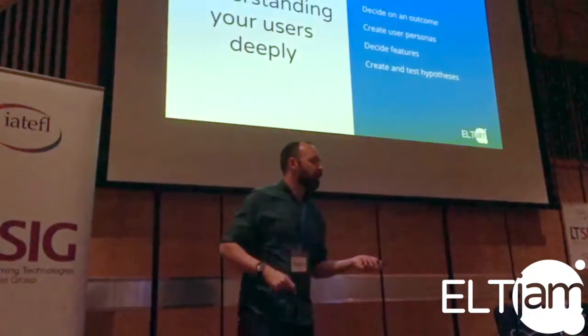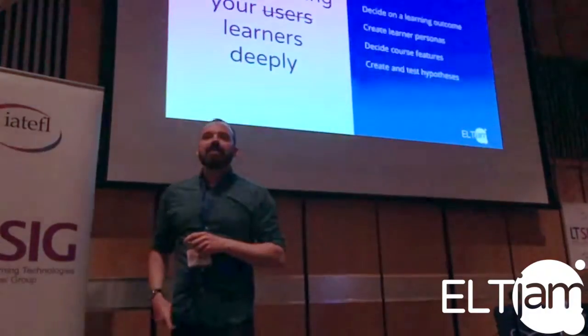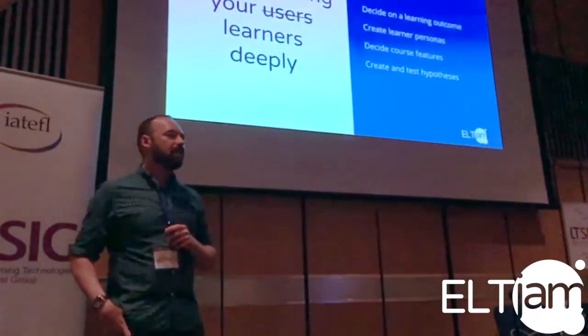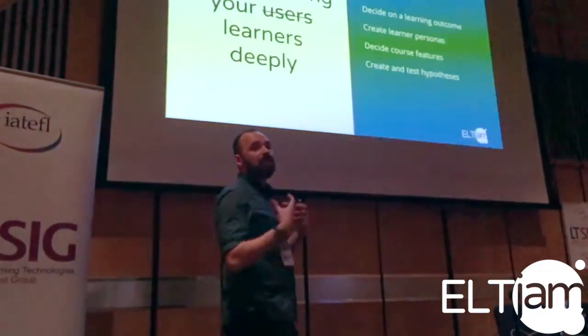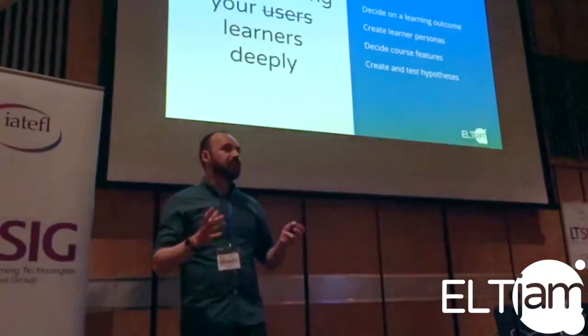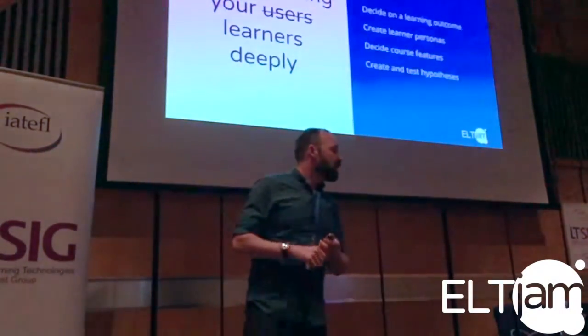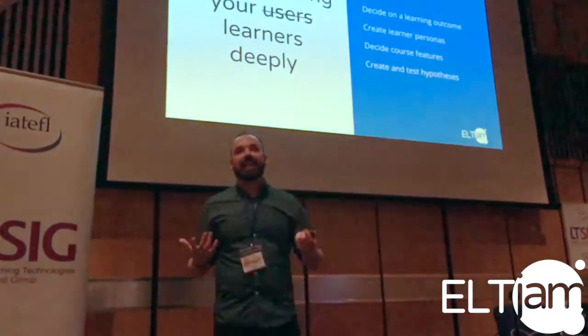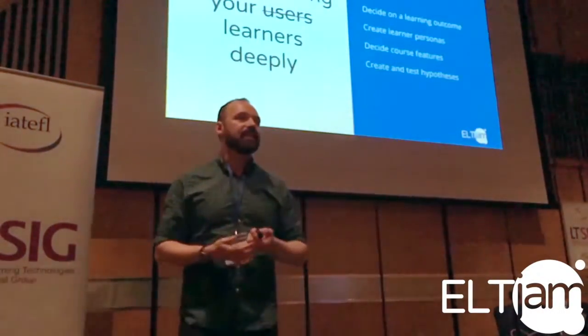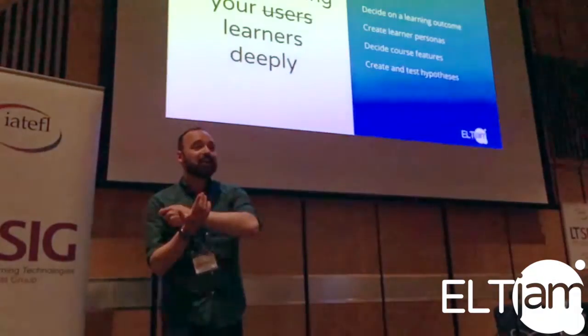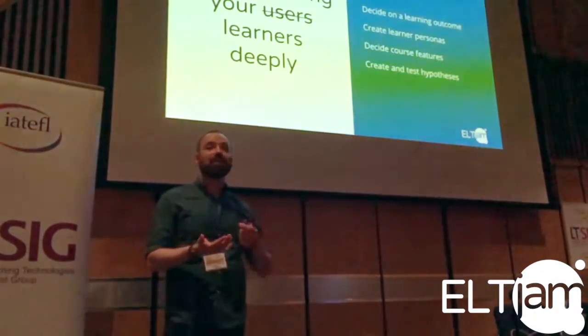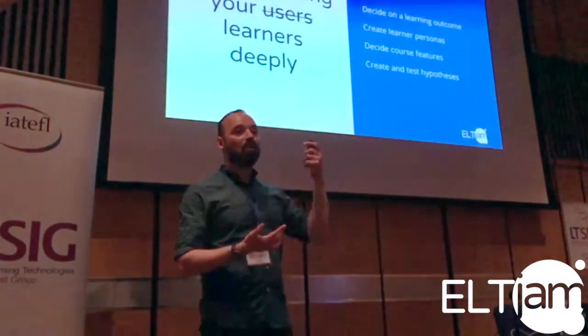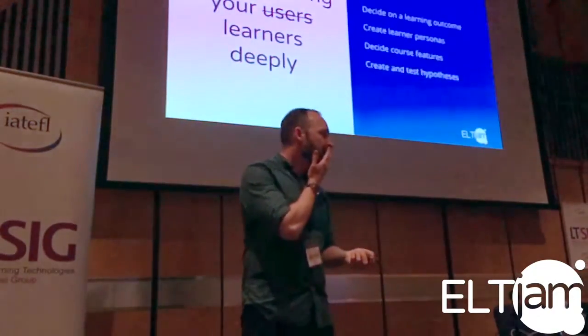Let's map this to learning. You can do a very similar thing. Decide a learning outcome, create some learner personas, so some kind of sketches of the kind of learners you want to appeal to, decide on what course features might reach that learning outcome, but then test that first. Find a way of testing that first before you literally create your entire course and write your entire syllabus and create all of your materials.